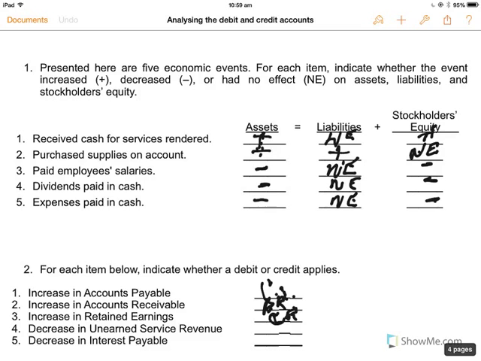Decrease in unearned service revenue. Now, remember, unearned service revenue is a liability account because I accepted money, but I haven't done anything for the customer yet. So therefore, I haven't earned it, and I have a liability to provide the services. Now, when I provide the service, I decrease unearned service revenue, and so that would be a debit. Debit decreases a liability. And I decrease interest payable. Again, debit.